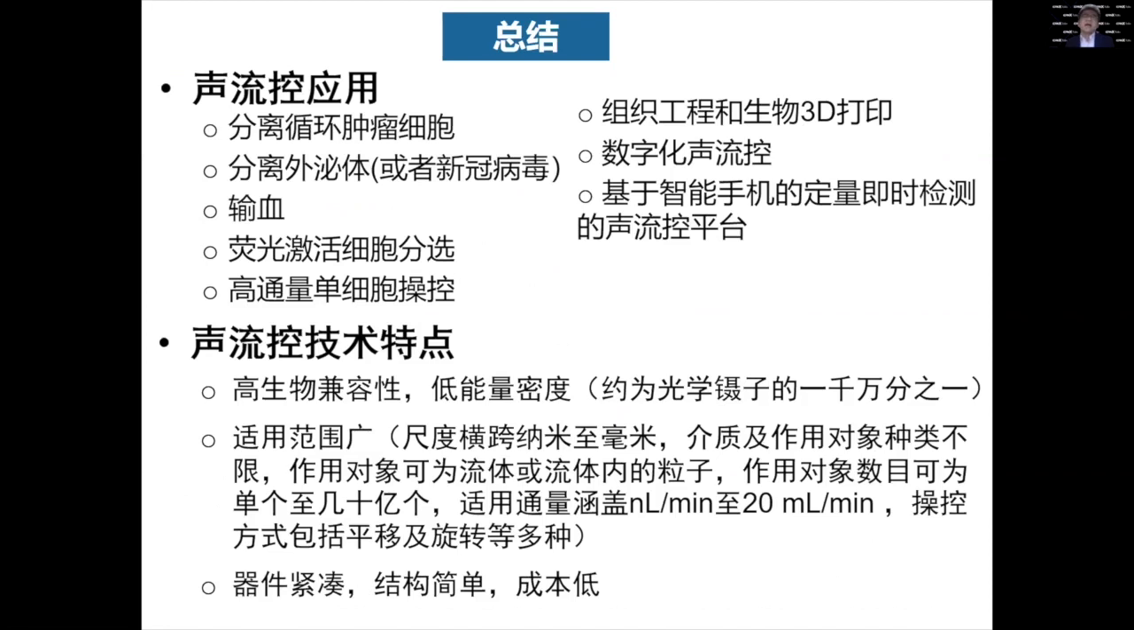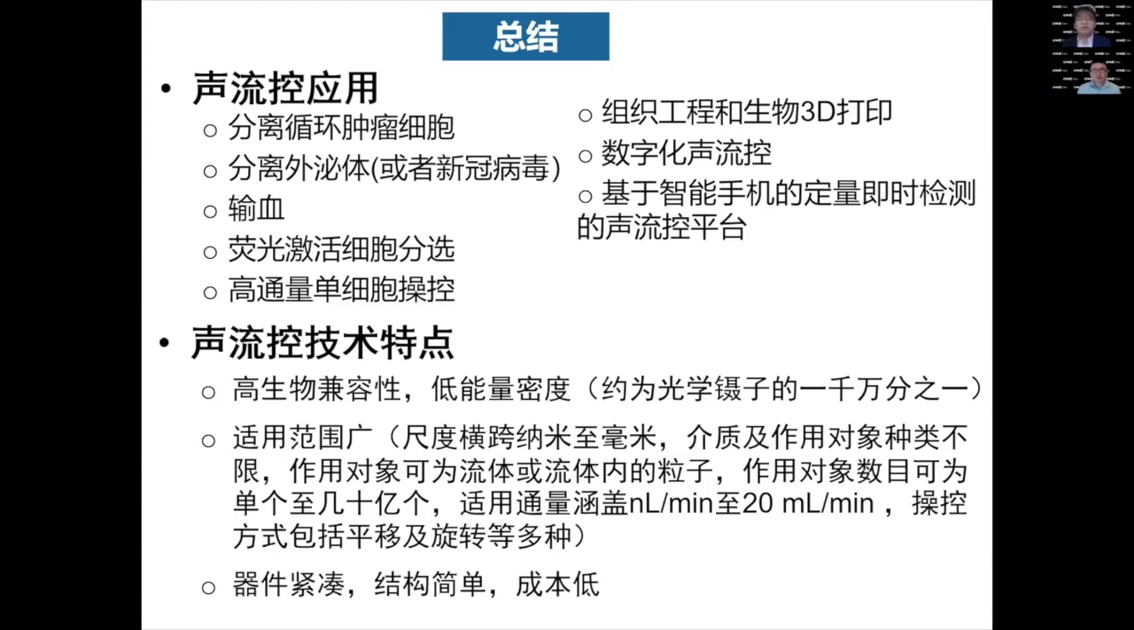And we believe that the biggest advantage of our devices is that the power intensity is so low, only 10 million times smaller than that of optical tweezers. That makes our device very similar to ultrasonic imaging.